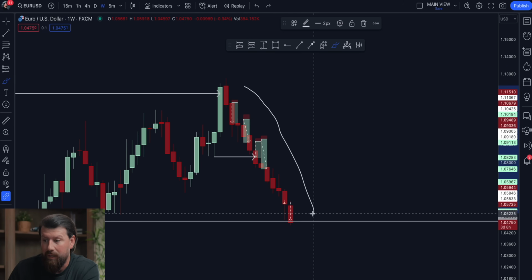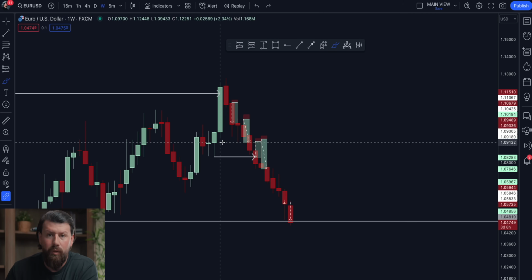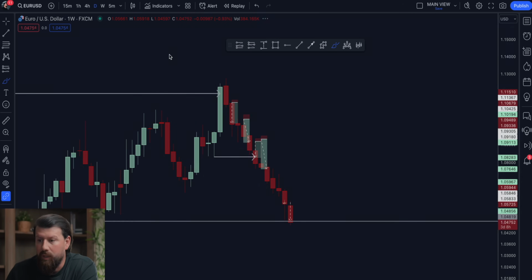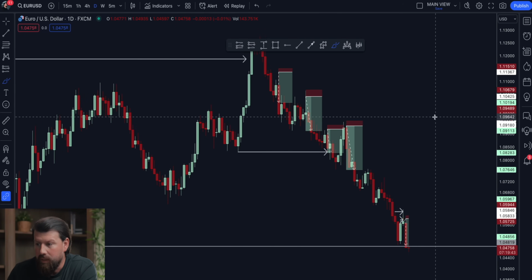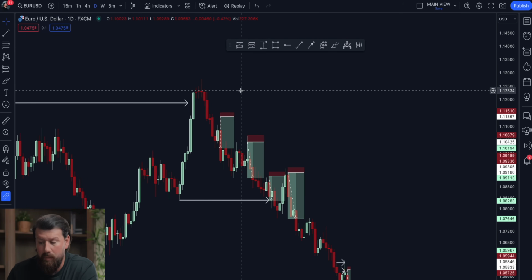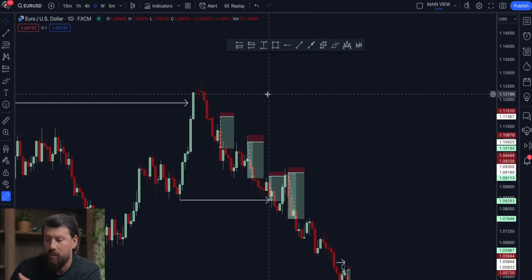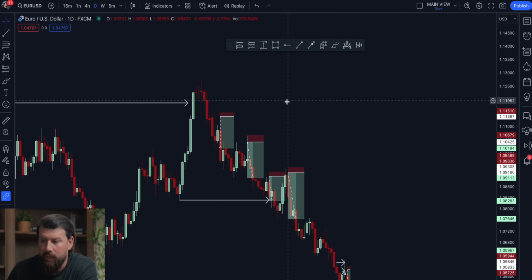So I'm not shocked that we had this run. We were looking at this for weeks prior. So if we go to the daily time frame, let's take a look. Now I've mapped out just some of the positions that I personally took, some of the positions that I would have missed naturally, as you're not going to get all of them.